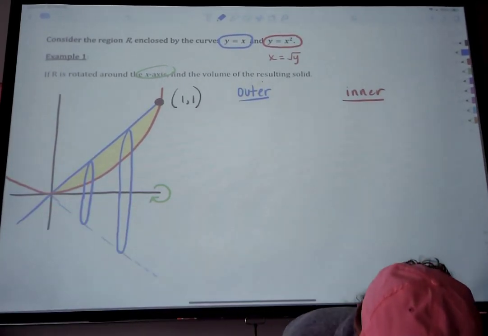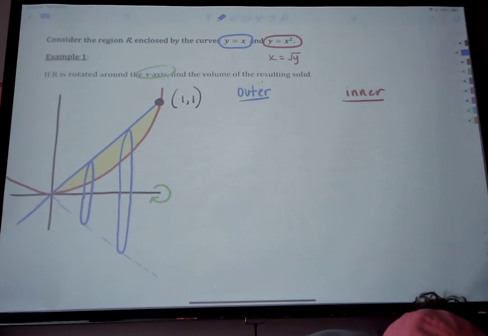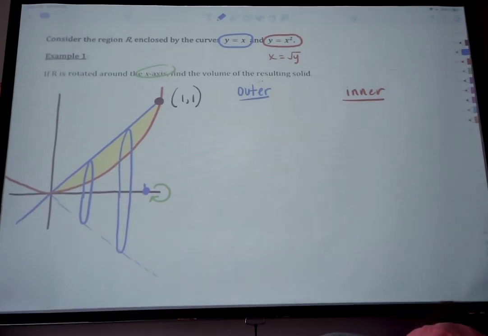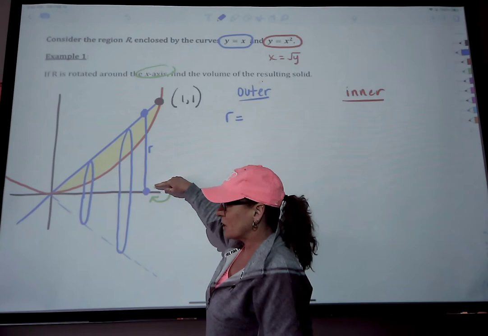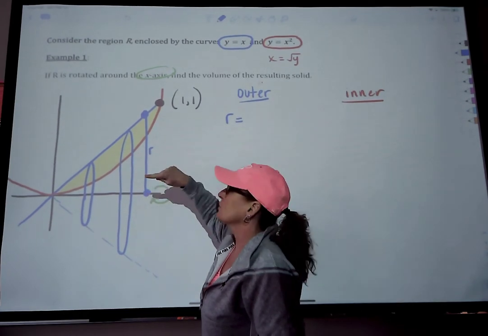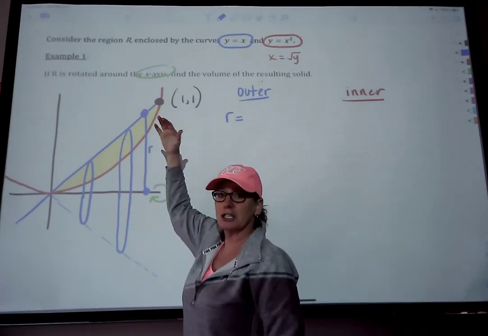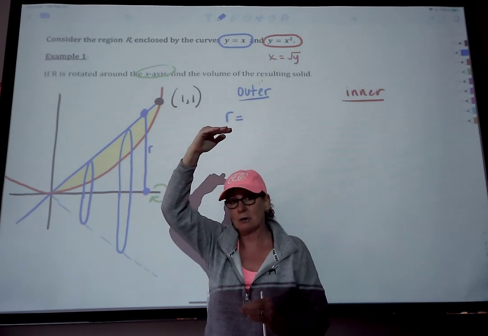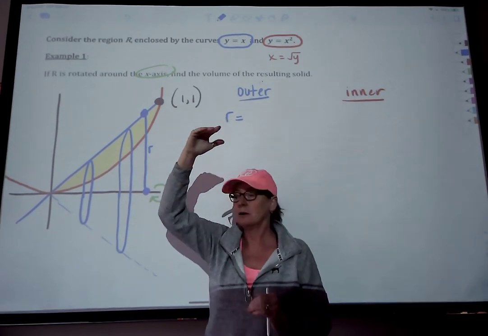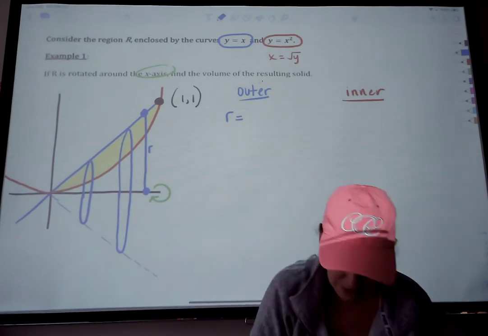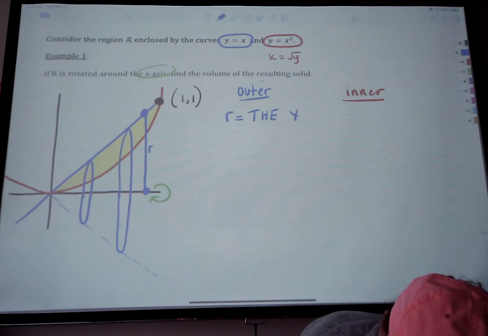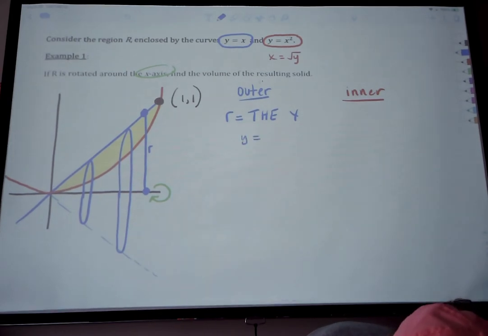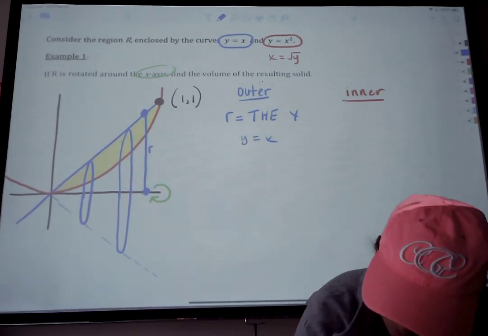Let's check out the radius of each circle. So I'm going to draw just a representation of a radius. I can draw it anywhere. And I'm going to call my radius, since it goes from the x-axis to the function, it's a vertical measurement, and I'm going to call it the y value because it starts on the axis. It's the y value. And keep in mind, on the blue function, y is equal to x.